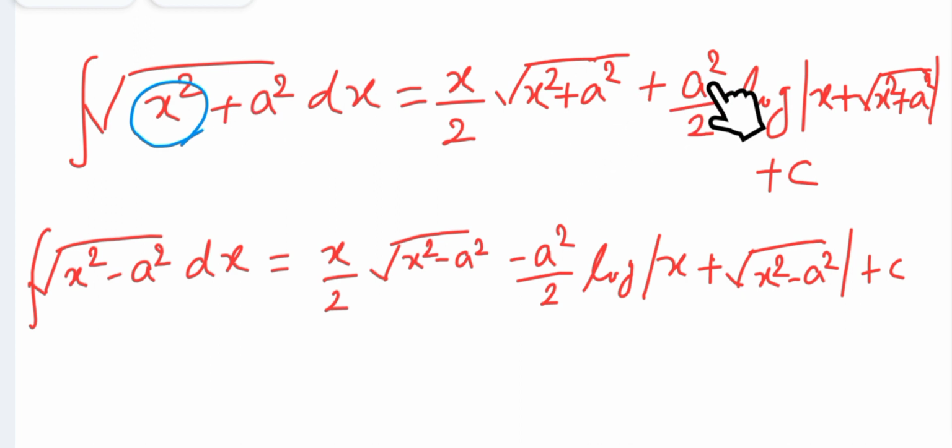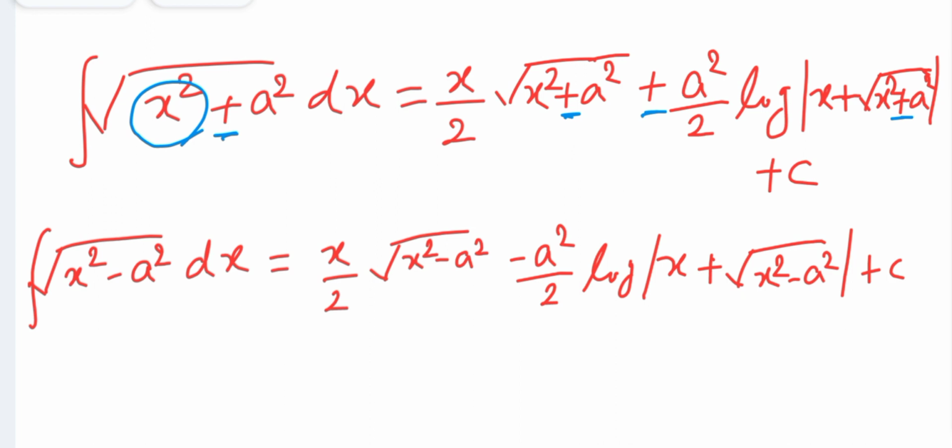So wherever it was plus a square, I wrote plus a square. Here it is minus a square, so minus a square everywhere. So you can remember in this way. Or in this formula also, suppose you are writing minus, so this you can write minus, this you can write minus. If plus then plus, minus then minus. So you can remember in one formula. Okay, this is also a way to remember.